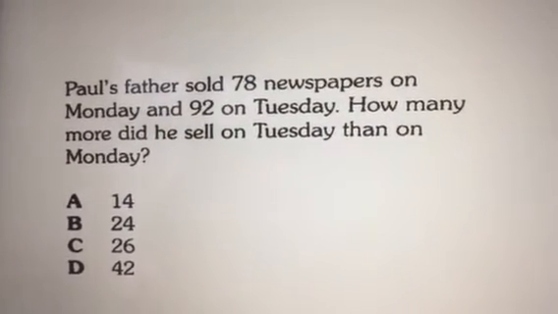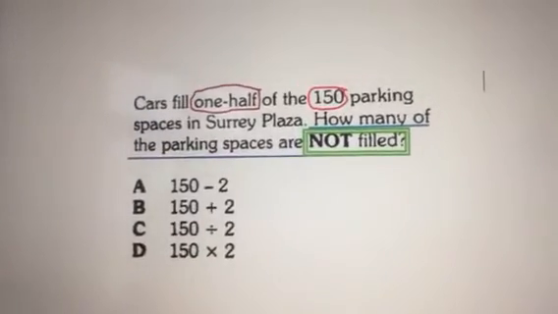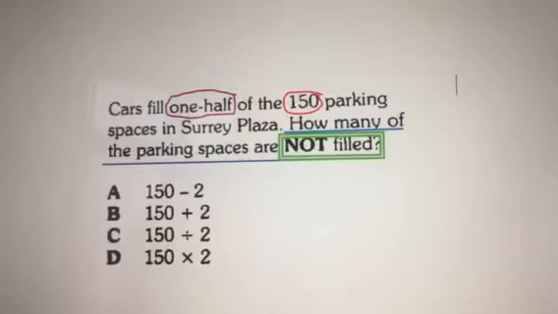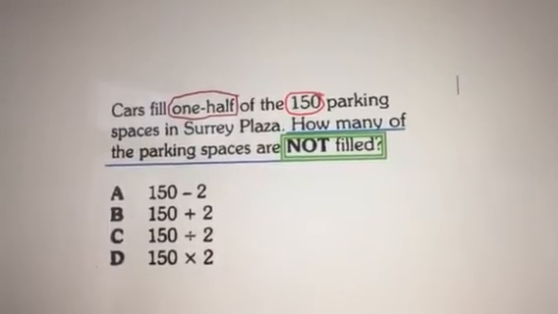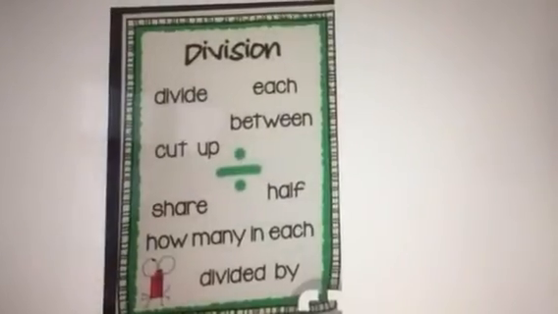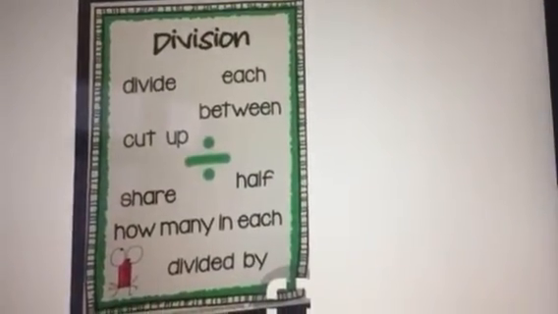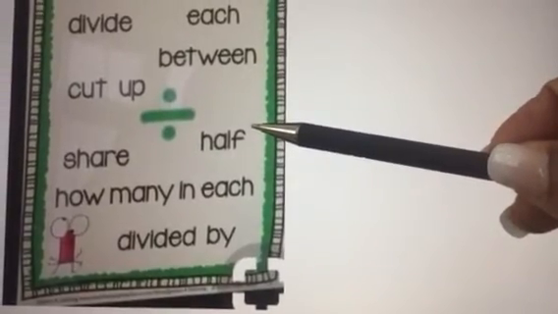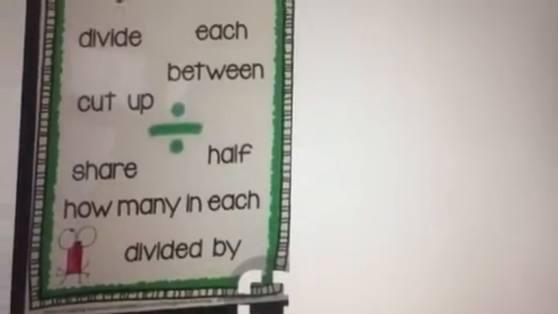Take a look at our next question. By the way, I know you know the answer to this one. Half of 150. If we're doing half off, we are going to go back and take a look at what we talked about with division. Half.